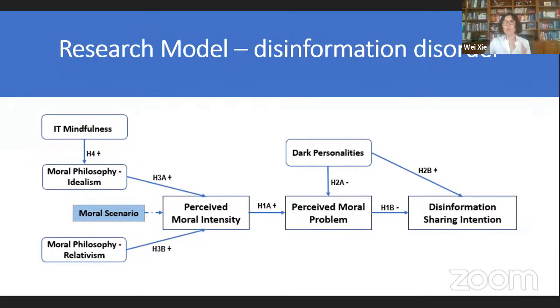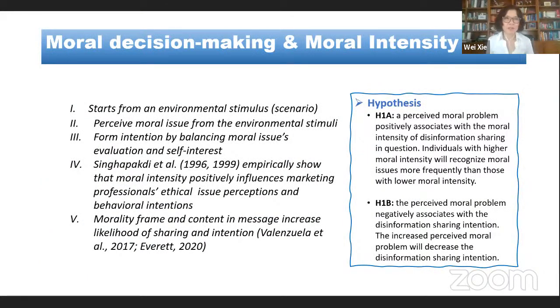So now we see the whole model, and you can take a mental image in your head, and then we move on to talk about the hypotheses one by one. You can see that we have basically four big groups of hypotheses: H1, A and B; H2, A and B, that's related to dark personality, right? And H1 and H1A and B, that's related to our moral decision process. And H3A and B, that's related to moral philosophies. And two kinds of moral philosophy were selected for the study. And then the fourth group of hypotheses is related to the mindfulness about technologies. So just remember that in your mind, okay? So the first hypothesis group, right, H1A and B.